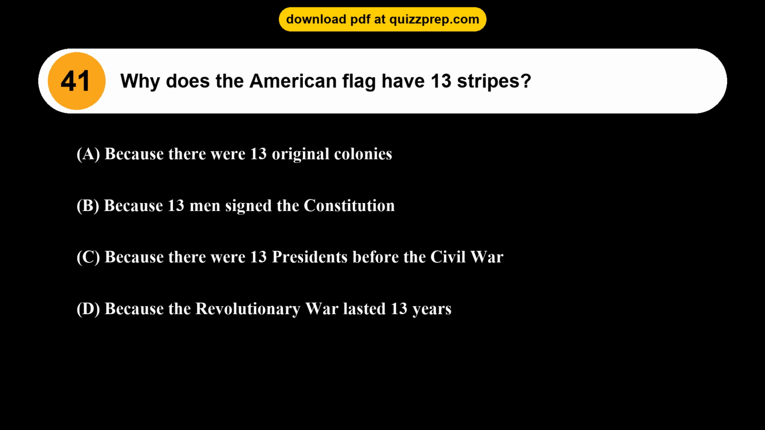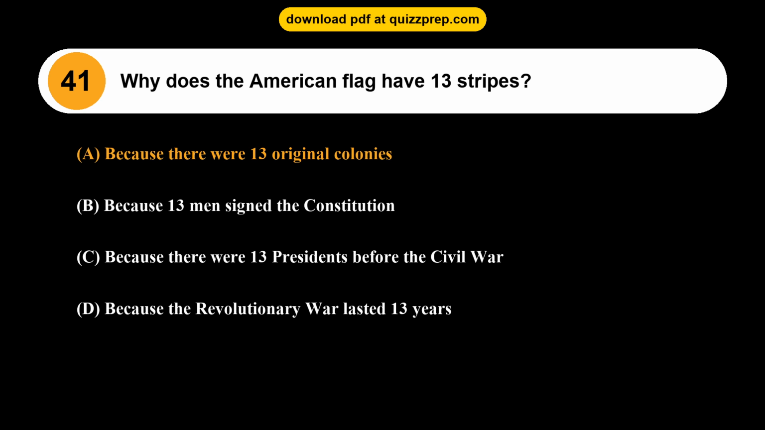Option A. Because there were 13 original colonies. Option B. Because 13 men signed the Constitution. Option C. Because there were 13 presidents before the Civil War. Option D. Because the Revolutionary War lasted 13 years.